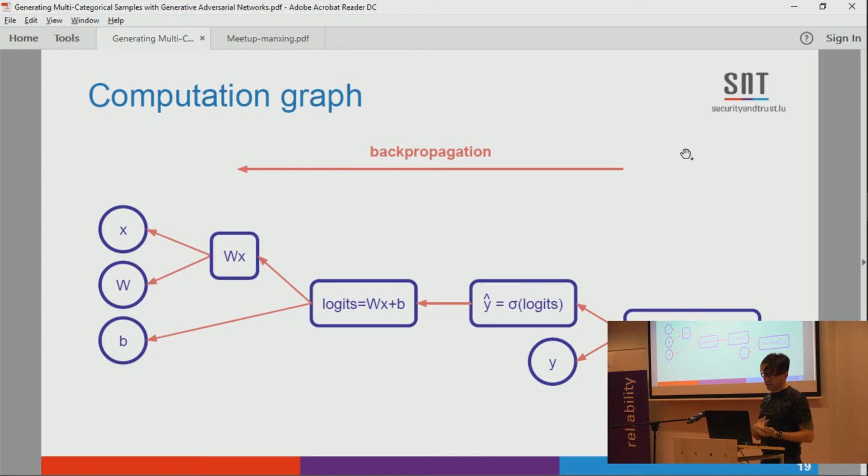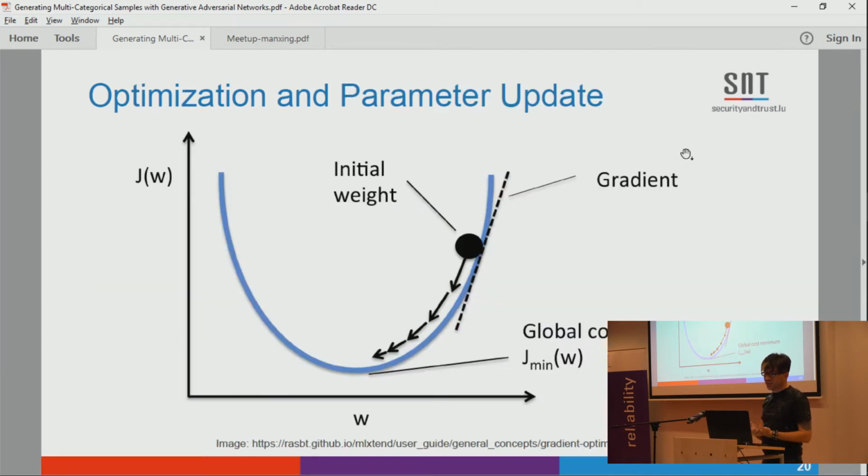What we do with these gradients, well, there are a lot of optimization algorithms like stochastic gradient descent that help us understand in which direction we should update and move the weights. Okay?